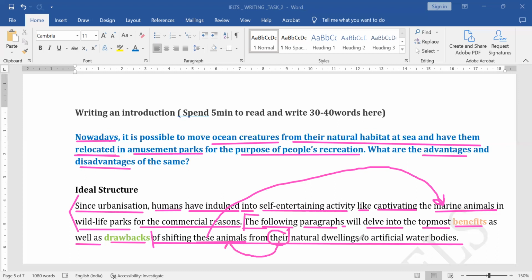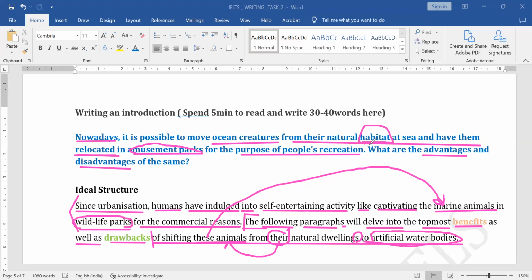There. Natural dwellings, plural, instead of natural habitat. I didn't find anything for natural, just something which came up in the first 1 minute. If I sit for 15 minutes, I might get some other words. Two, artificial water bodies. Why did I say this? Because I didn't want to use again wildlife parks or amusement parks. But if they're ocean creatures, obviously they'll be in water bodies only, right? Like ponds or swimming pools. But there could be bigger pools as well. So this is an effort to write close to the question, don't deviate from the question.